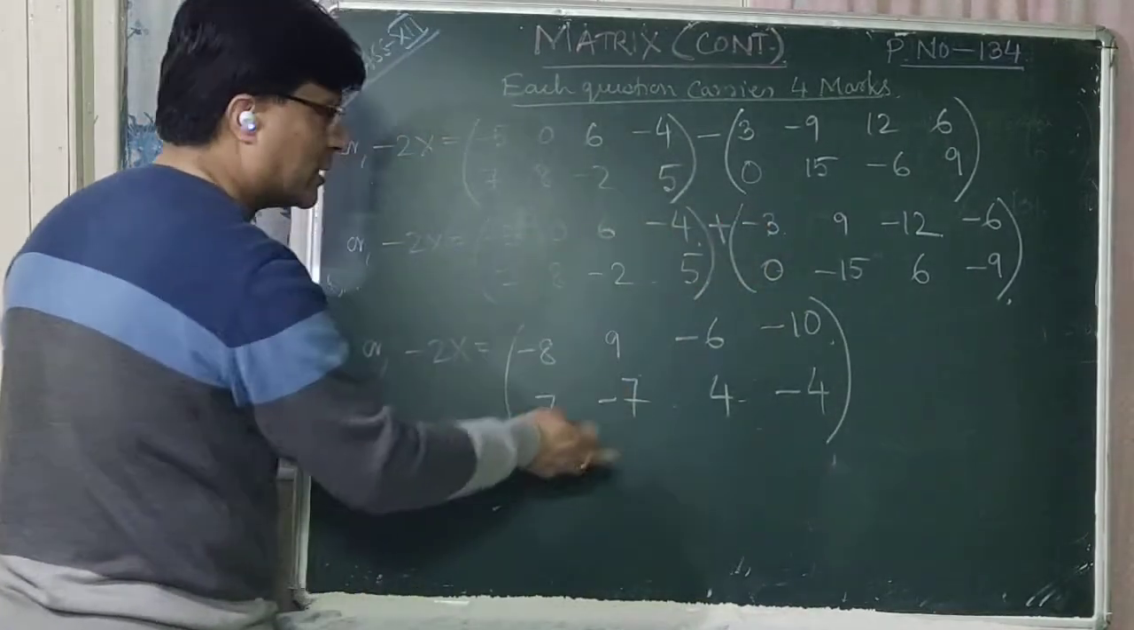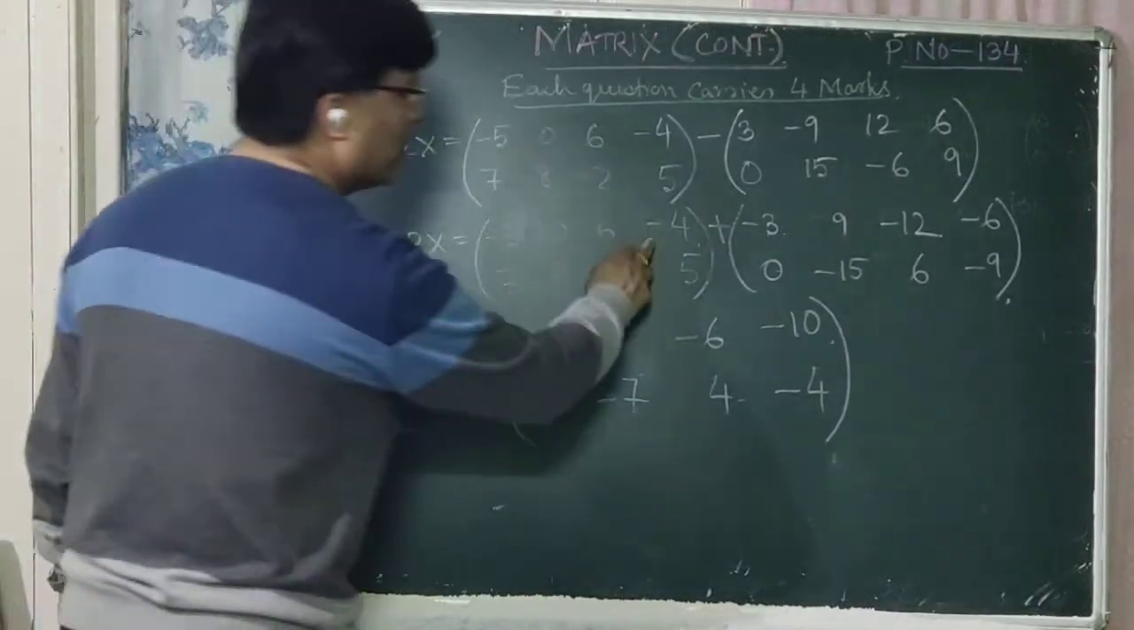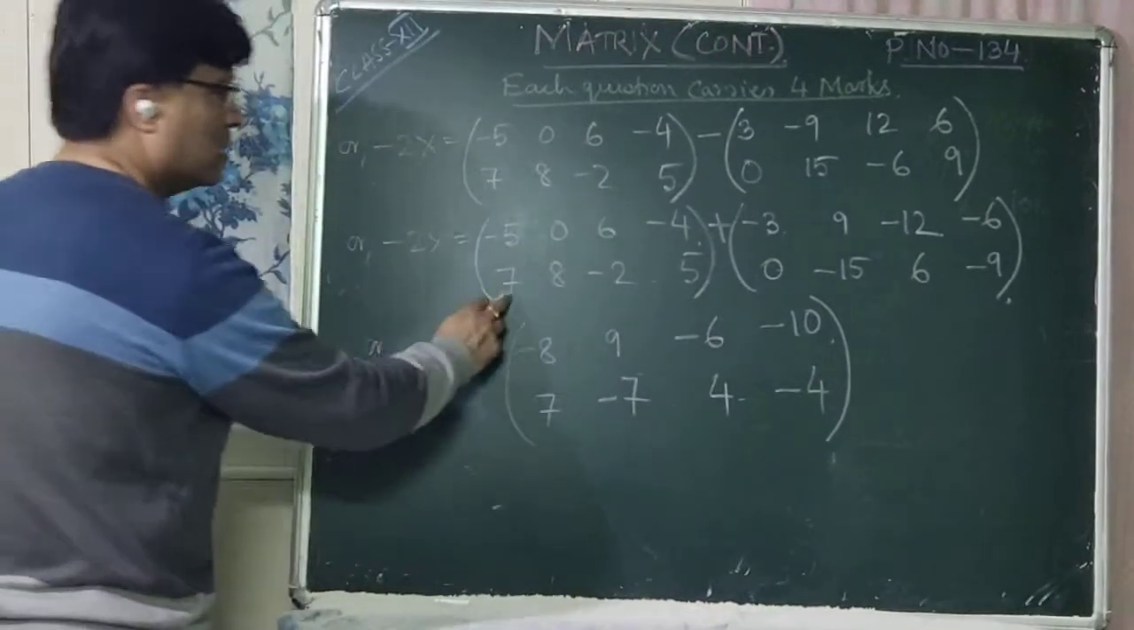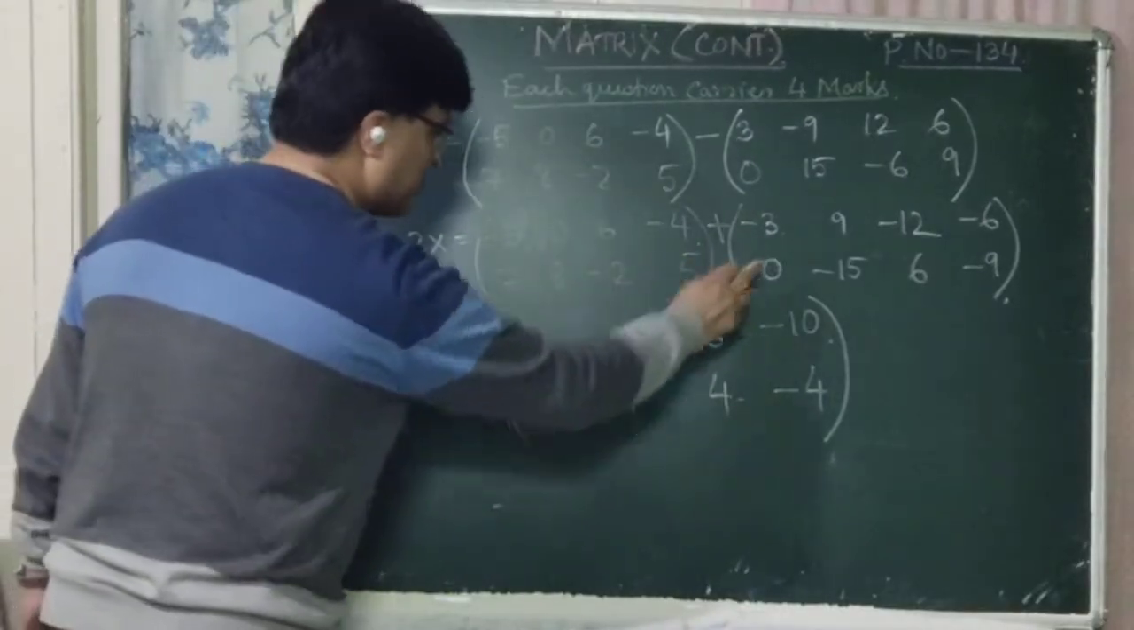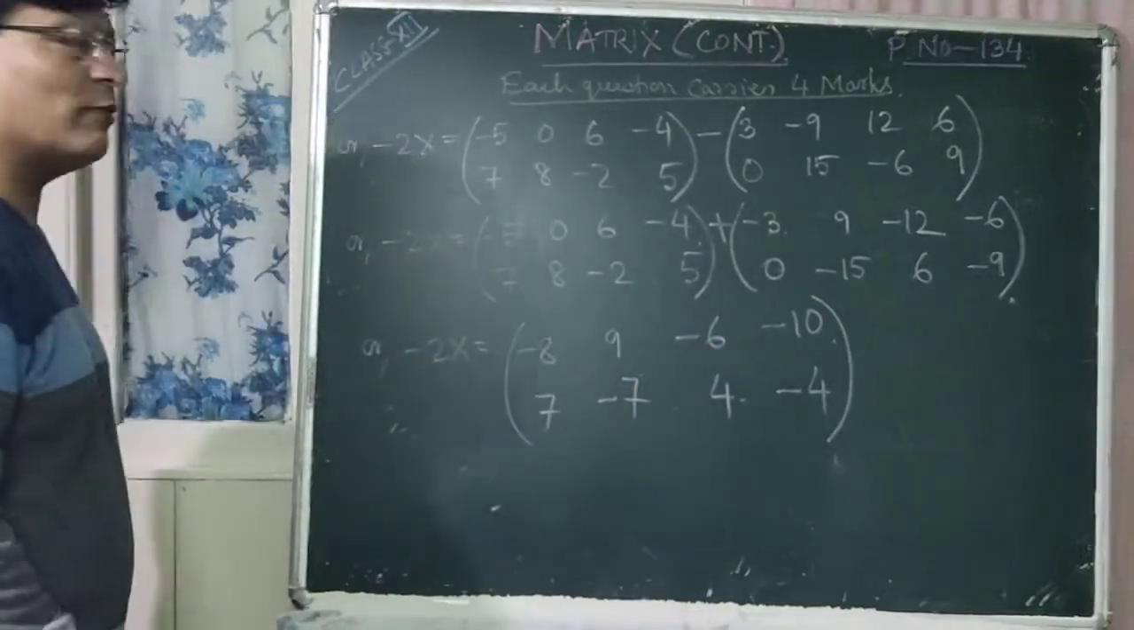6 minus 12, different sign, you have to subtract. Minus 6, you have to write the sign of the greater number. So minus 4 minus 6 is minus 10. 7 plus 0 is 7. 8 minus 15 is minus 7. Minus 2 plus 6 is 4. And 5 minus 9 is minus 4.